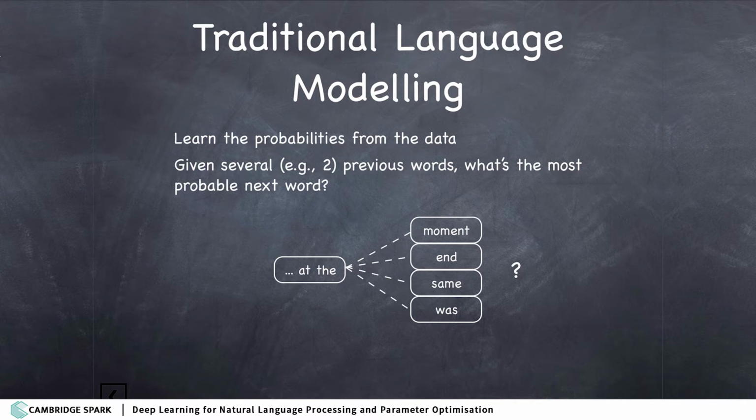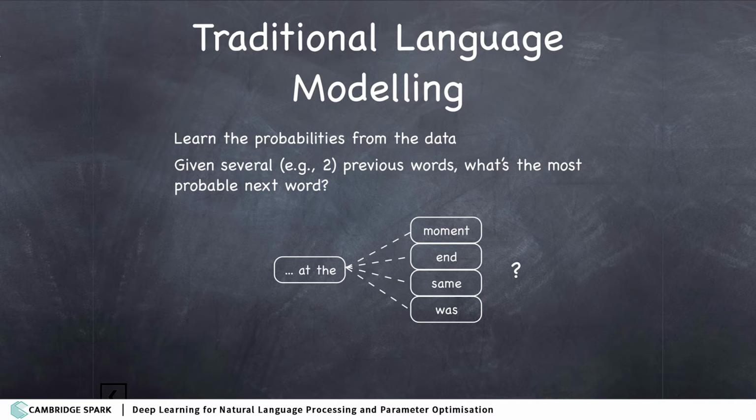It has been addressed for many years, and the technique it relies upon is called language modeling. What we want to do, given a lot of data, is learn the most probable continuation of a phrase, given some context. We usually would just use several words before the particular word that we want to predict. So for example, we see just the two previous words as the context, "at them." We might consider the following continuations. It might be "a moment," it might be "and," it might be "same," or it might be "was."